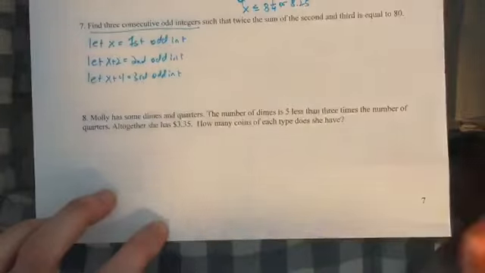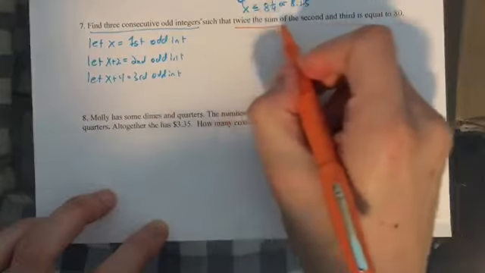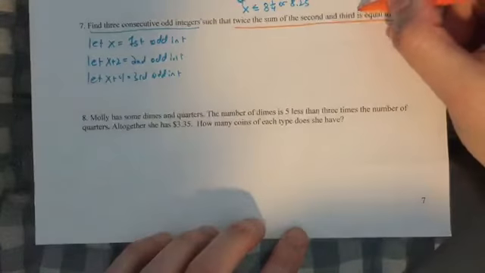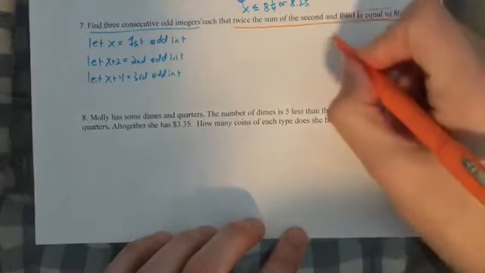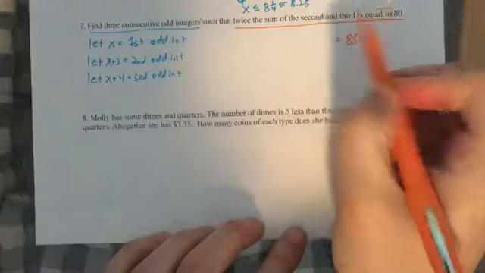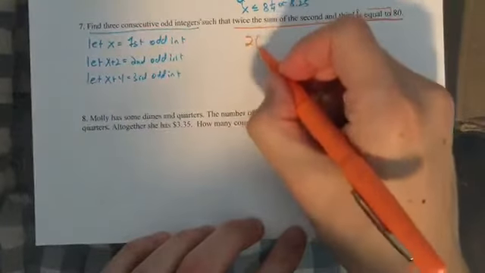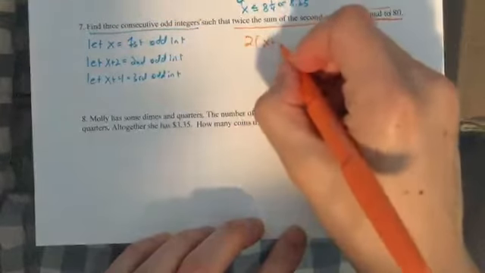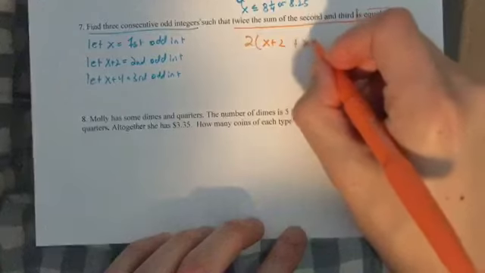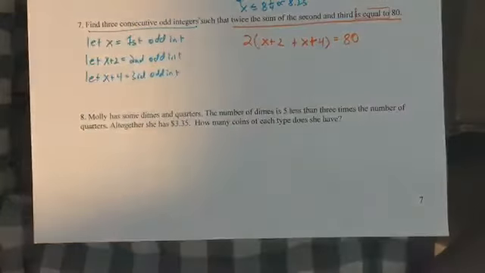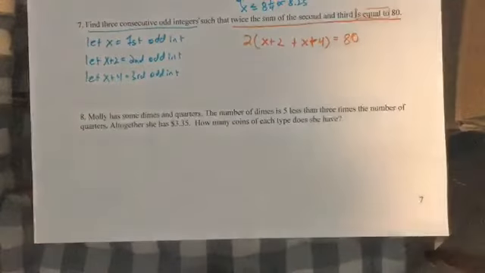Now the rest of the problem gives us our equation. Such that twice the sum of the second and the third is equal to 80. There's my equal sign, is equal to 80. Twice the sum of the second and the third. So that's going to be 2 times the sum of the second and the third. Well, the second is X plus 2. The third is X plus 4. Notice our equation doesn't say anything about the first number. That's okay. We can still solve for it.